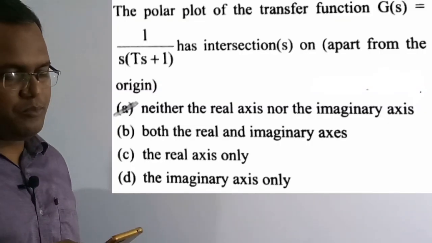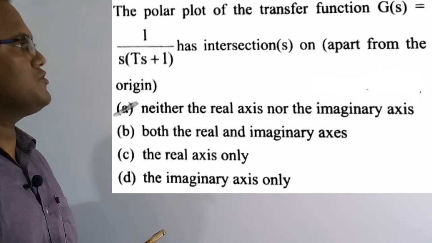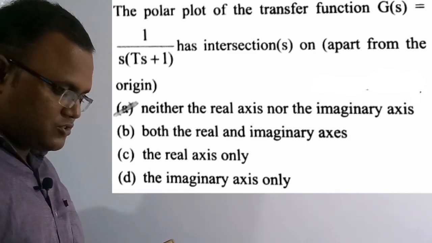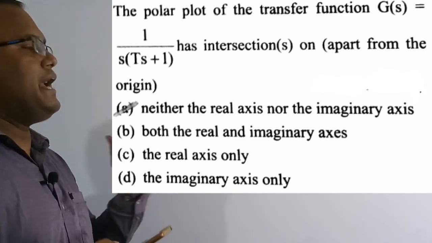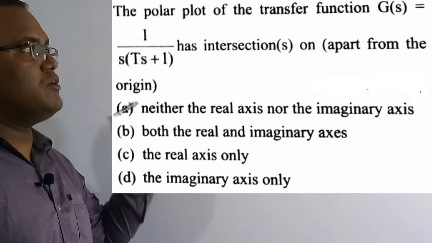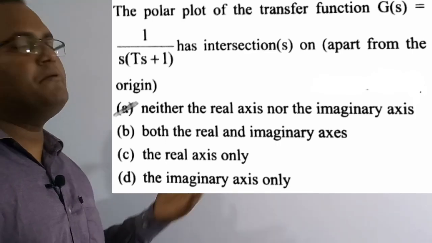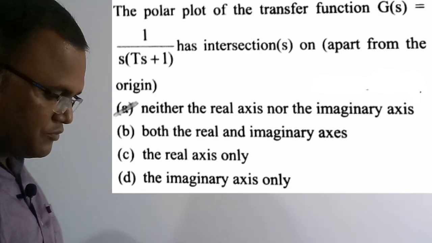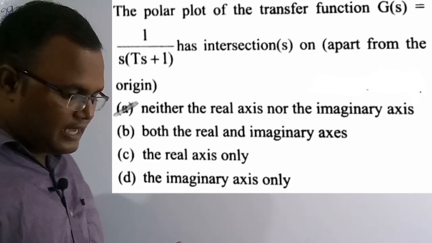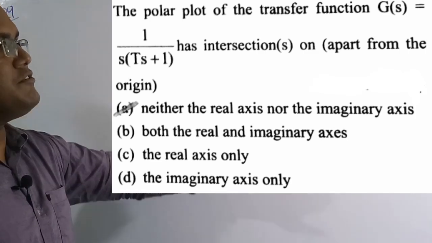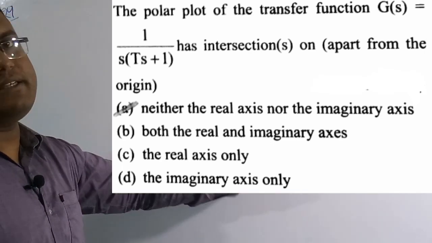So now we are going to solve the 29th question. See the question here. The polar plot of the transfer function G of S is equal to 1 by S into (Ts plus 1). So apart from the origin, the polar plot for this transfer function, where it is going to cut the real axis and the imaginary axis, we need to figure out. Out of the 4 options, option A, neither the real axis nor the imaginary axis, means except 0, this graph is not going to cut at any point, imaginary and the real.